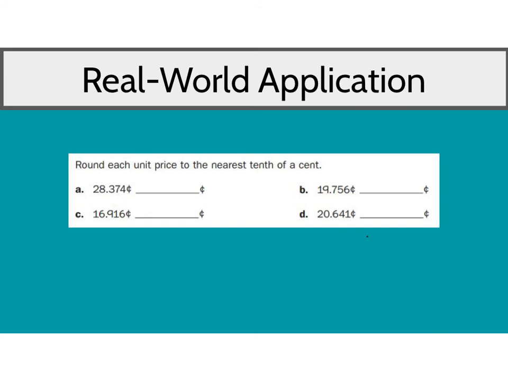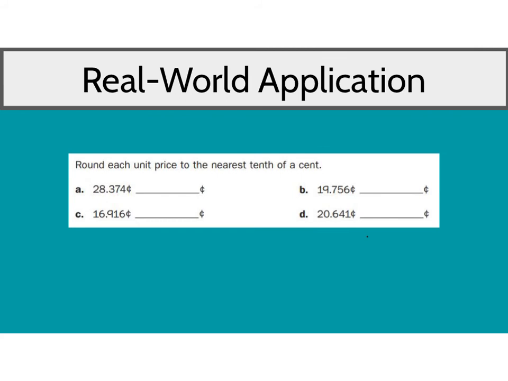All right, so let's look at a real world application. I had said earlier that a lot of times when you go shopping at the grocery store, we see decimals and unit prices for different types of things that we can buy. So I've got 4 examples here where we have some unit prices that you might see at a grocery store, and these are to the nearest 1/10 of a cent. They're in the thousandths place, and we're going to round to the nearest 1/10 of a cent.